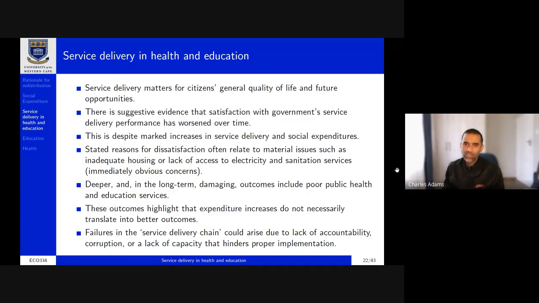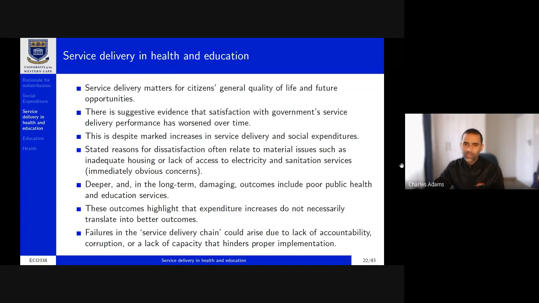All right, so service delivery matters for citizens' general quality of life, but importantly, also its future opportunities. And there is suggestive evidence that satisfaction with government service delivery in South Africa has declined or worsened over time. And this is from surveys that some institutes do, going out and asking people, are you happy with service X or Y? And this is despite an increase in service delivery and social expenditure in South Africa. As I mentioned at the start, implementation matters.